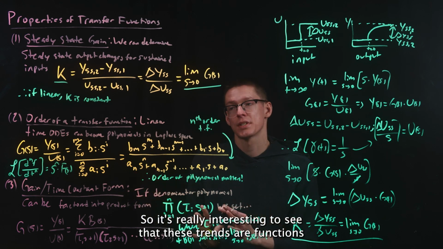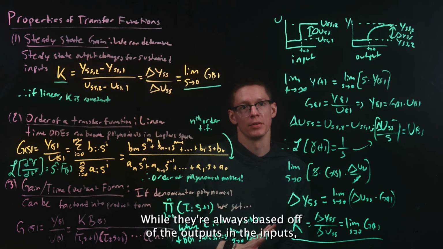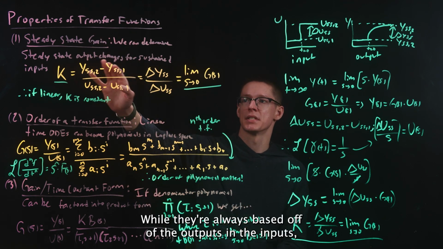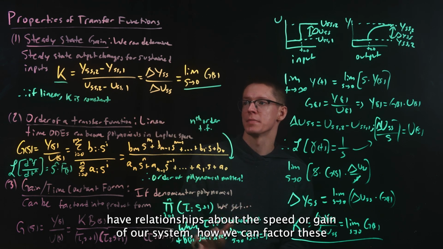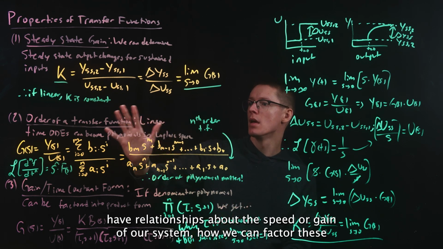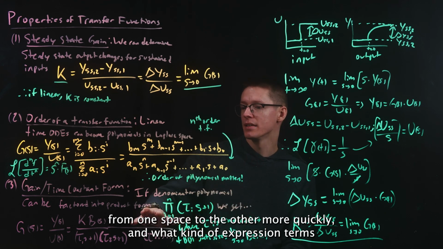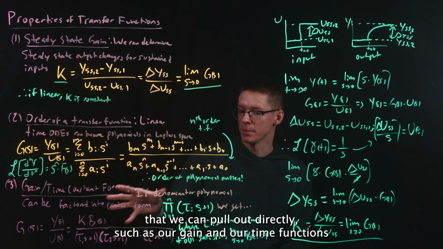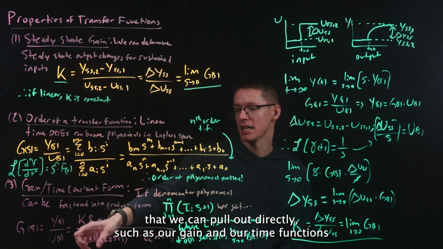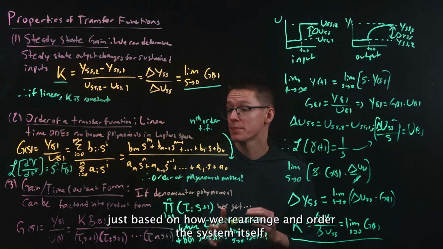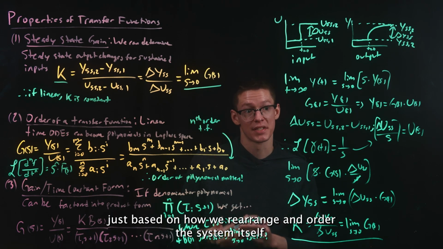So it's really interesting to see that these transfer functions that we're building, while they're always based off of the outputs and the inputs, have relationships about the speed or gain of our system, how we can factor these from one space to the other more quickly, and what kind of expression terms we can pull out directly, such as our gain and our time functions, just based on how we rearrange and order the system itself.